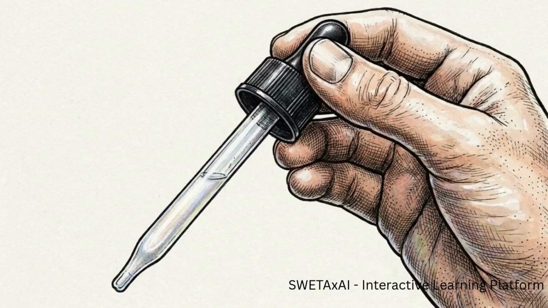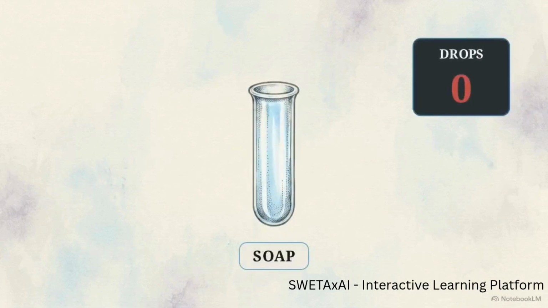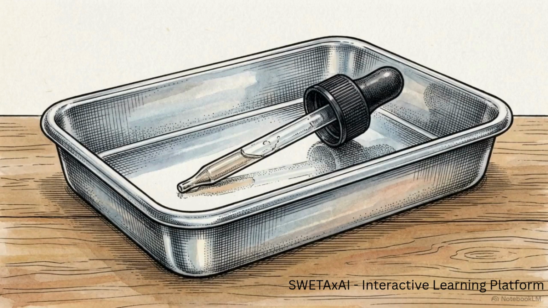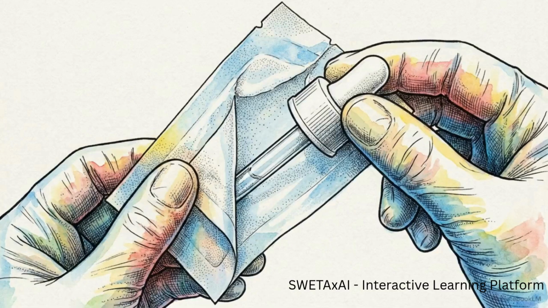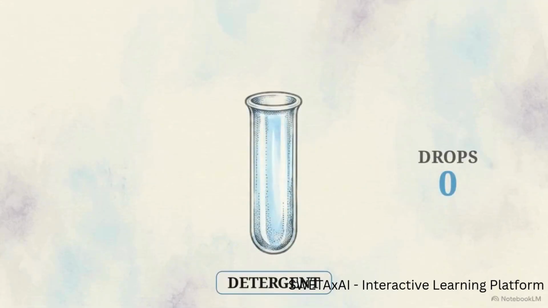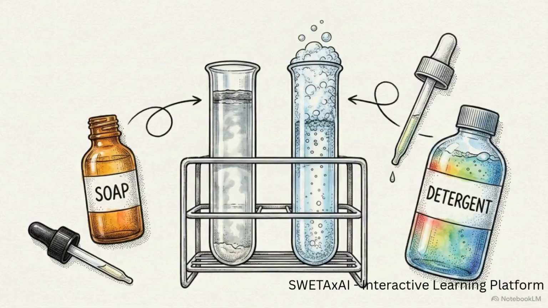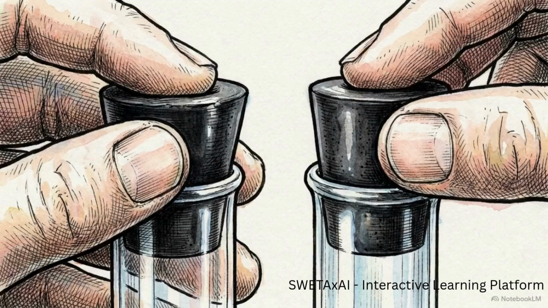Now for our first variable. Take your dropper and add exactly 5 drops of true liquid soap directly into the tube labeled soap. Before we proceed, put that dropper away. You must use a brand new, uncontaminated dropper for the next step. Take a fresh dropper and add 5 drops of liquid detergent into the tube labeled detergent. Isolating these variables ensures that any difference we see later is caused by the cleaners themselves, rather than a contaminated dropper. Cap both test tubes tightly to prepare them for the physical stress test.